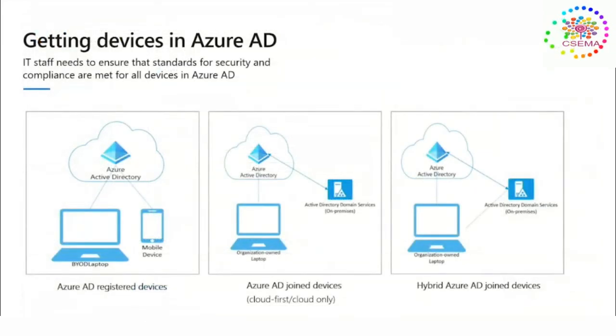Now let's talk about devices. We need to protect an organization's assets while allowing end users to be productive. IT staff will need to manage device identities to ensure that standards of security and compliance are met. To get a device in Azure AD, you have multiple options: Azure AD Registered, Azure AD Join, and Hybrid Azure AD Join.